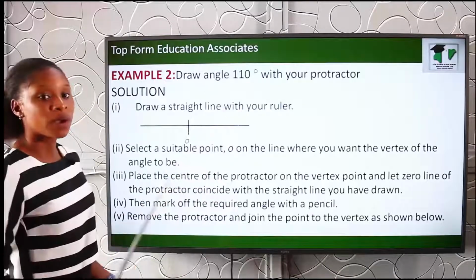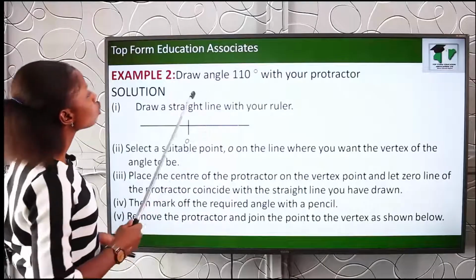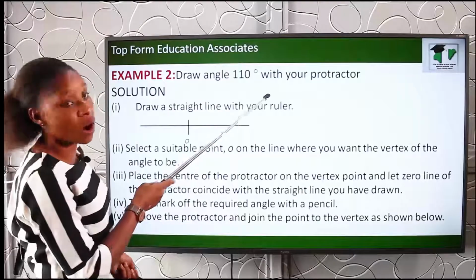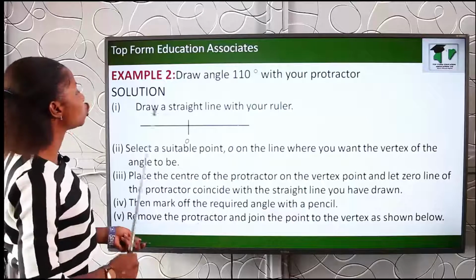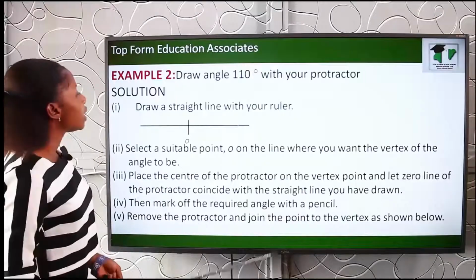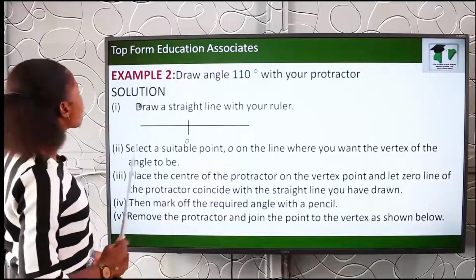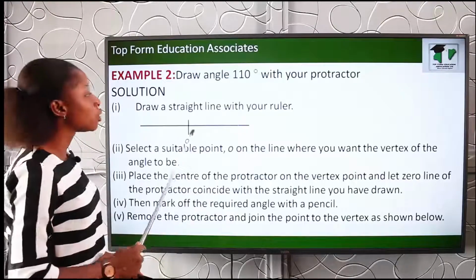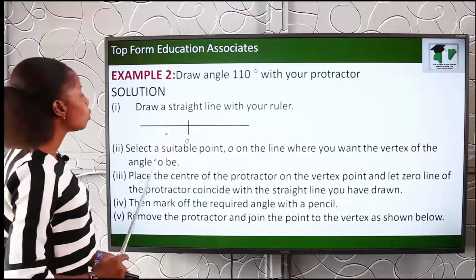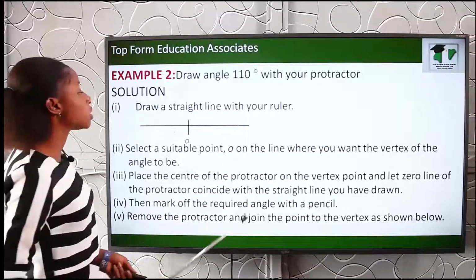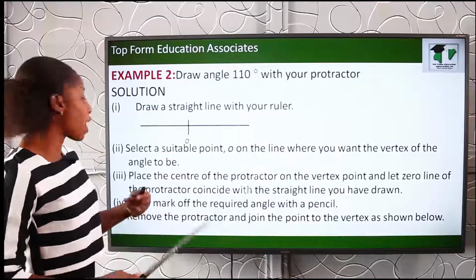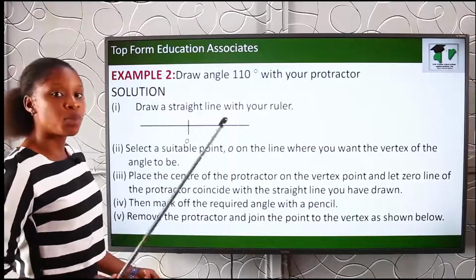Very good. Now, example 2 asks us to draw angle 110 using our protractor. Okay, this should be easy. The solution, let's take out the guidelines. Guideline number 1, we have to draw a straight line with our ruler. Then we select a suitable point, any point where you want the vertex of your angle to be, and you name it point O.